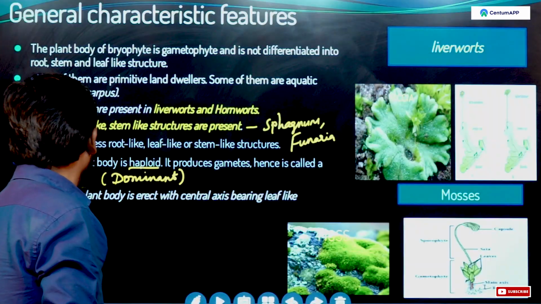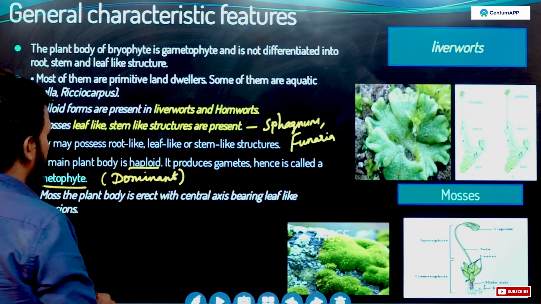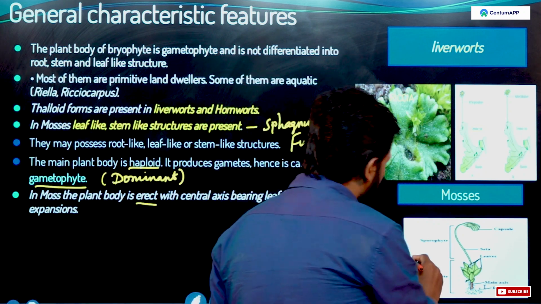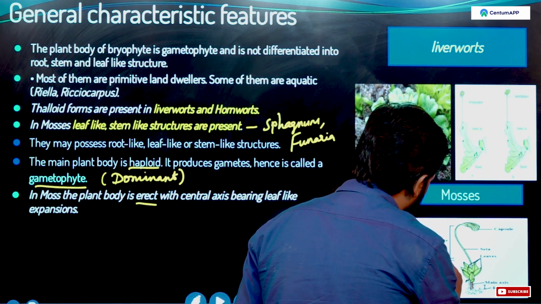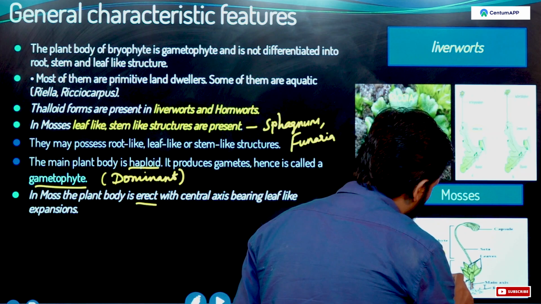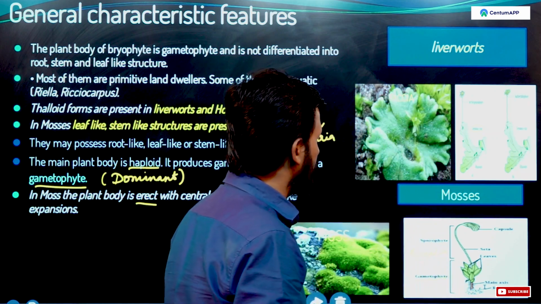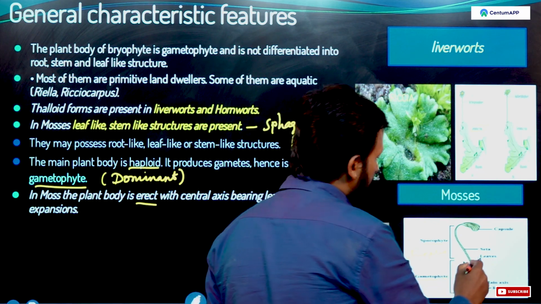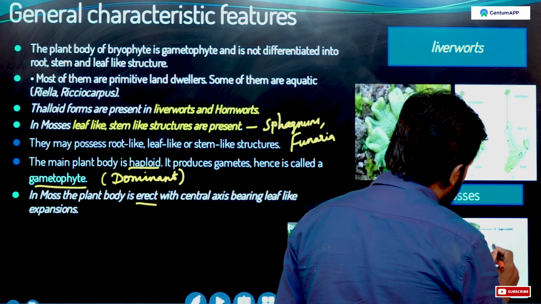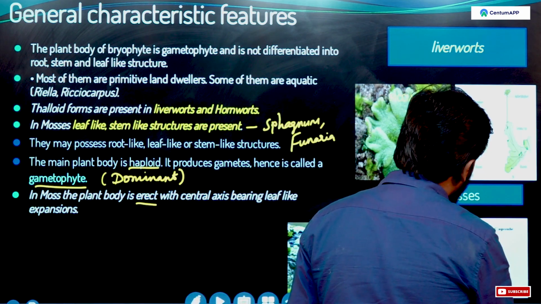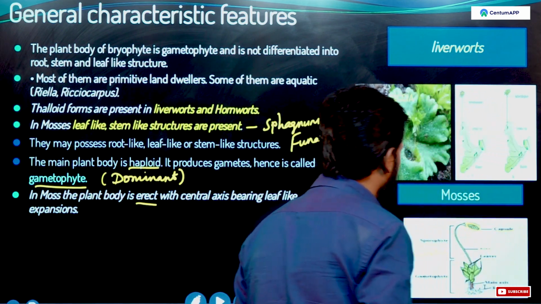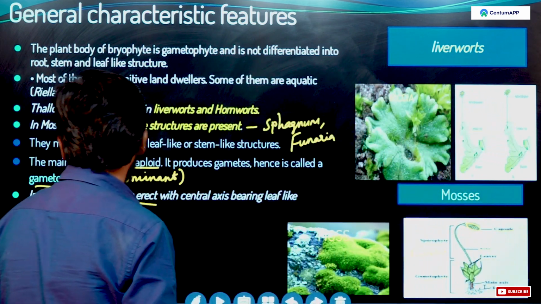In mosses, erect and axis-like Funaria. This is the Funaria, first producing the gametophyte, after that to develop the sporophyte. The gametophyte is leaf-like or stem-like, and the capsule is one of the spore-producing parts, that is the sporophyte. This is the moss plant.